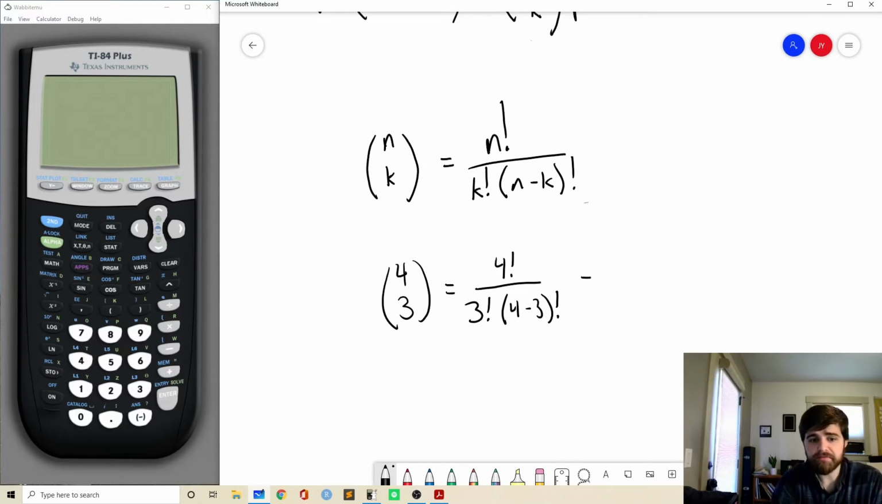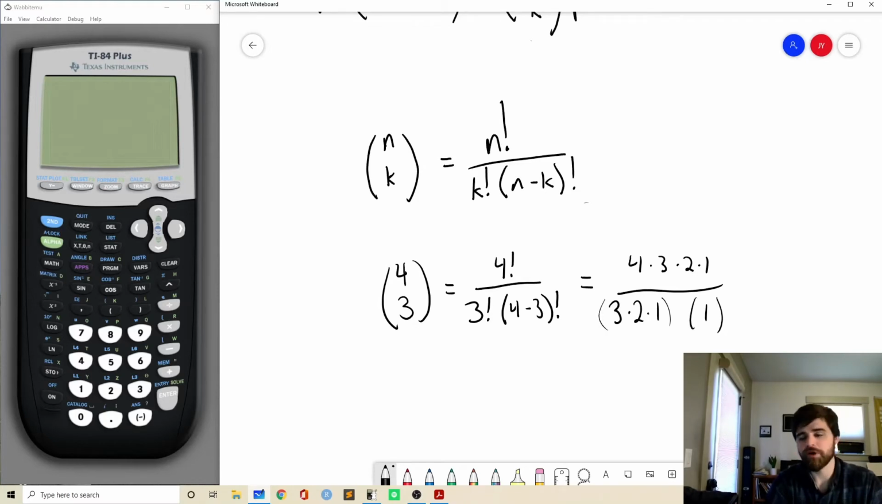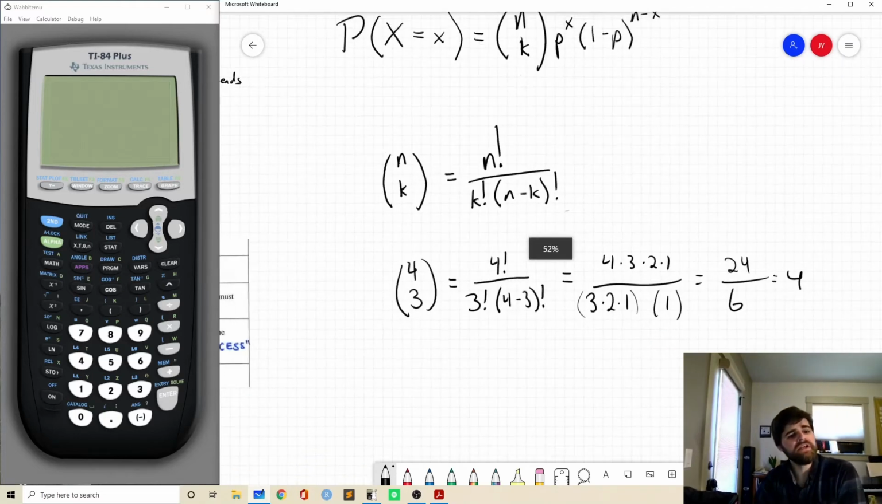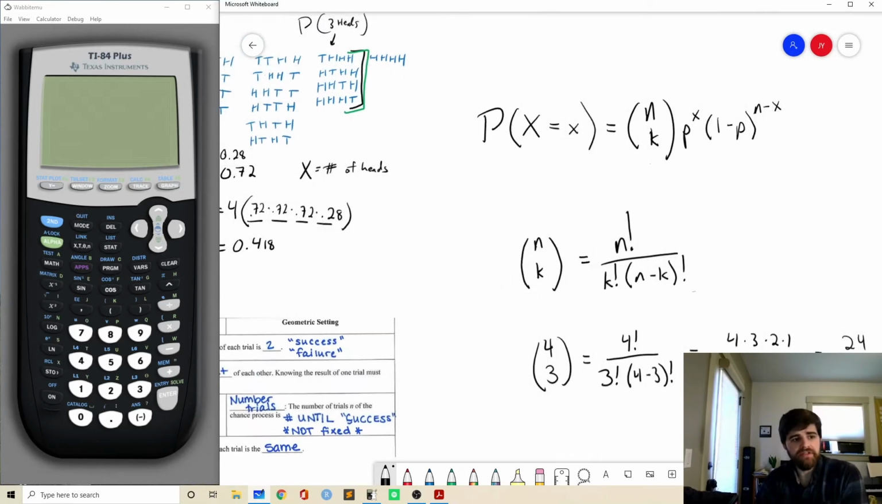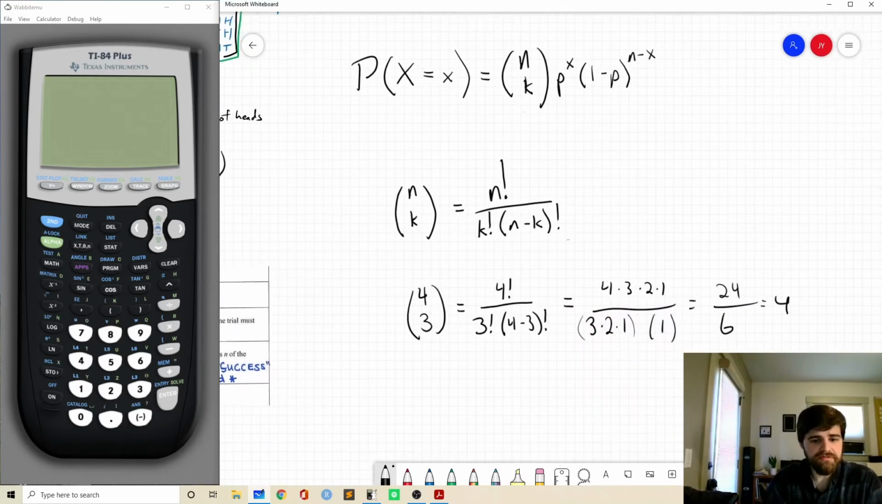And again, n is the number of trials, 3 is the number of successes that we're looking for. So 4 factorial means 4 times 3 times 2 times 1. We multiply all the way down. 3 factorial would be 3 times 2 times 1, and then 1 factorial, well, that would just be 1, 1 times nothing. So we get 4 times 3 times 2 is 24, over 6 is 4. So mathematically, without drawing anything, we can calculate the different number of ways we can do this.